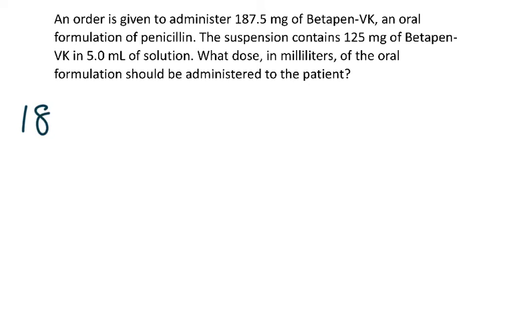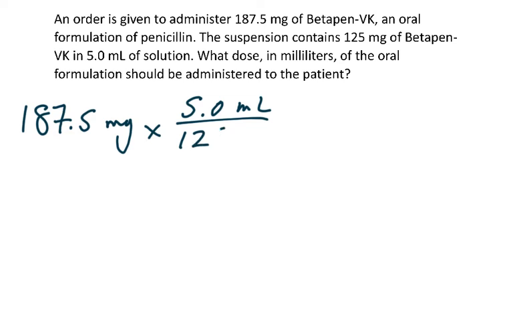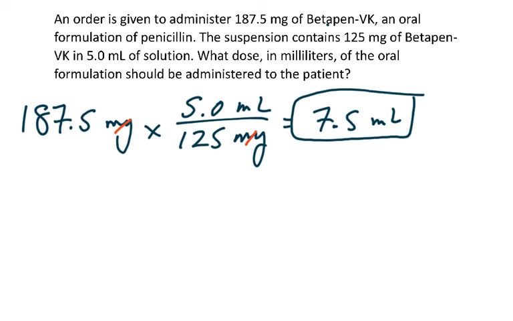So I have 187.5 milligrams beta-pen VK and 5 milliliters for every 125 milligrams. So milligrams cancels out. Left with milliliters, our desired unit, and we get 7.5 milliliters would be given. All right, let's keep rolling.